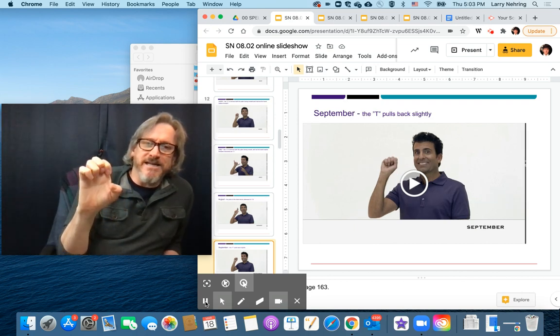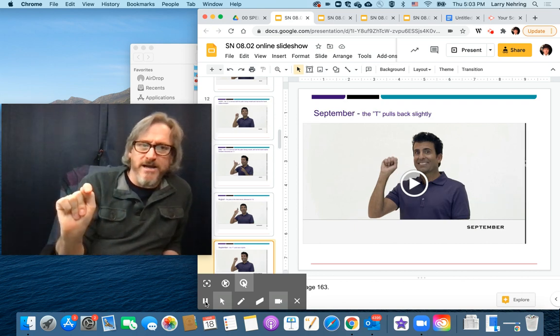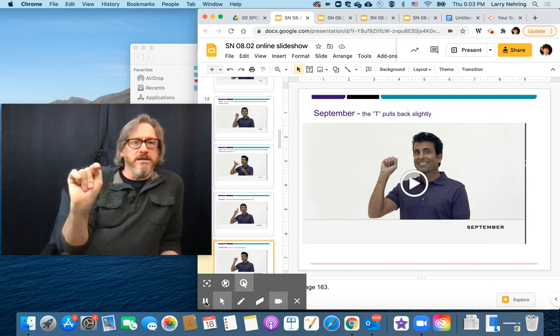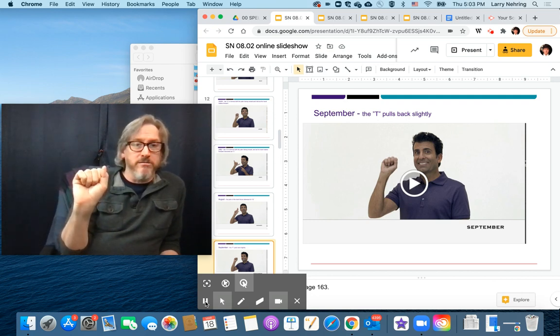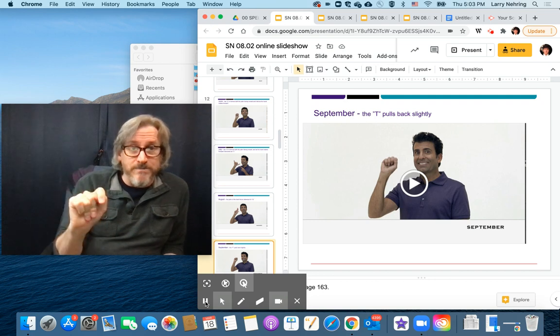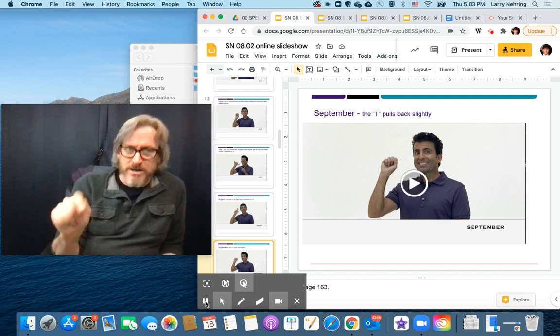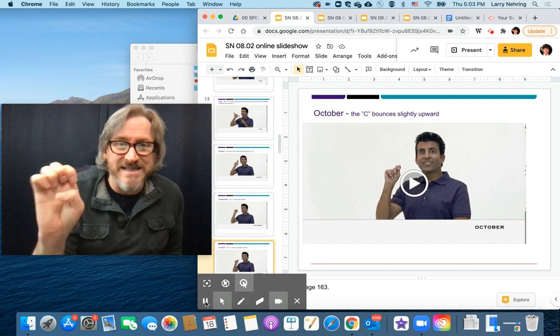September, S-E, the P drops down and pulls back up to a T. It pulls back a little bit. It's like it snaps back. Like apartment, A-P-T. Sept, S-E, drop down P-T. So the S-E pulls back a little bit.